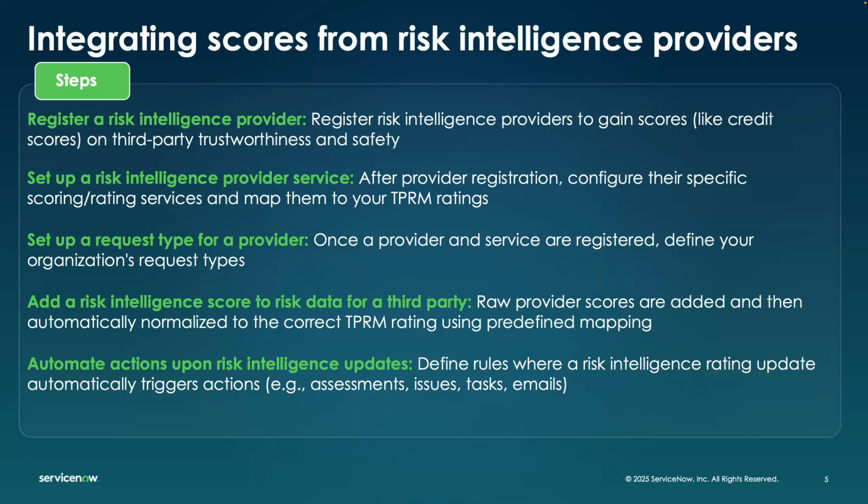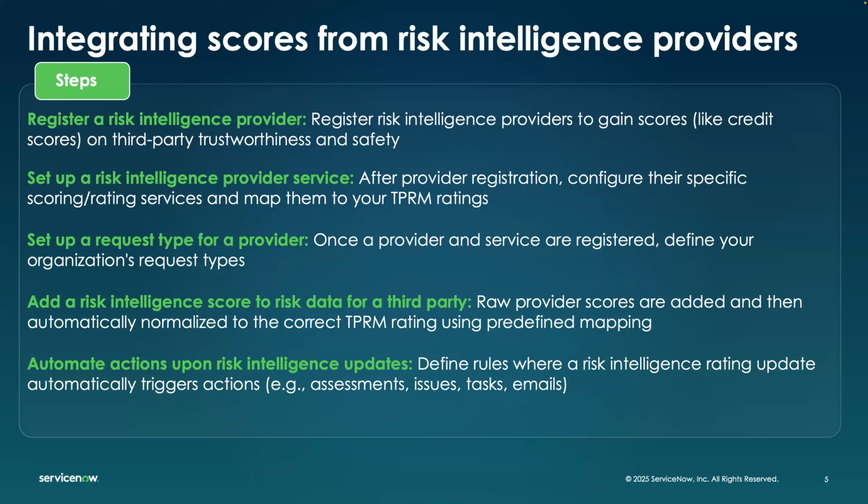Following that, you set up a request type for a provider. Once the provider and their services are defined, you specify the types of request your organization will make for their data, whether it's an on-demand score or scheduled reports. And then you add a risk intelligence score to the risk data for a third party. This is where the raw scores from the providers are ingested.